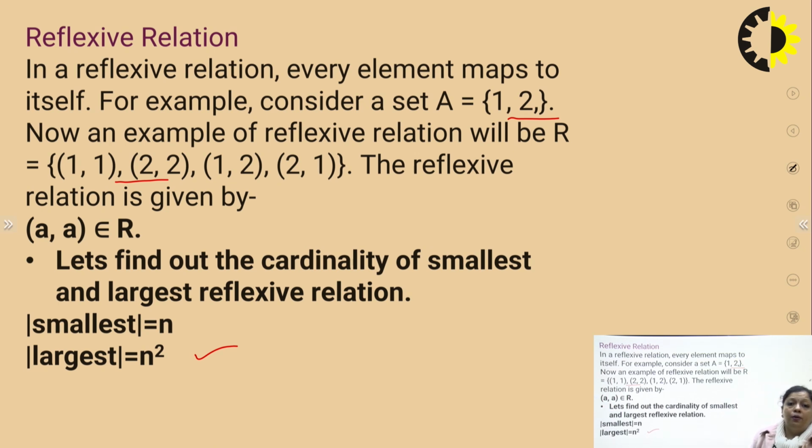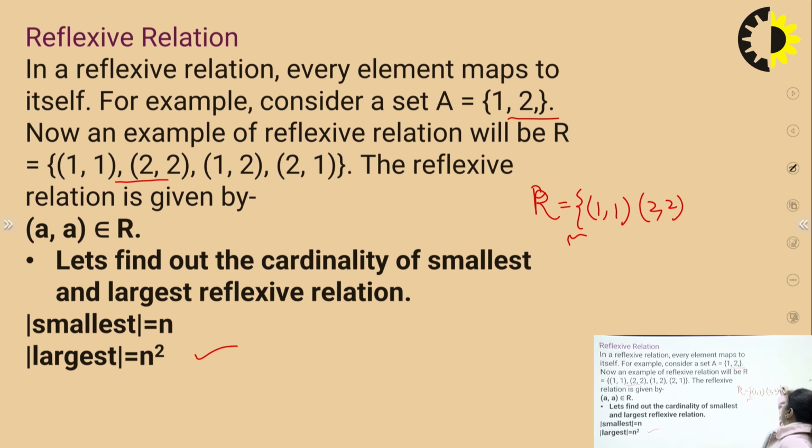And if I talk about the cardinality of the smallest reflexive relation, smallest means it should have only the required elements which will make it reflexive. So, the requirement is only for the diagonal elements. Here, since I have two elements, I have two diagonal elements. So, for this particular case, the smallest reflexive relation will be a relation which will contain only 1, 1 and 2, 2.